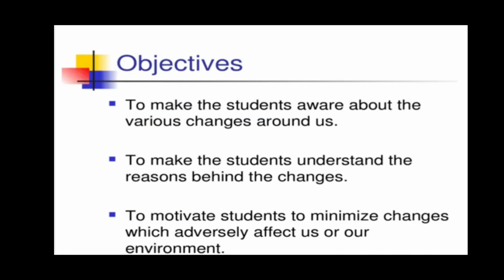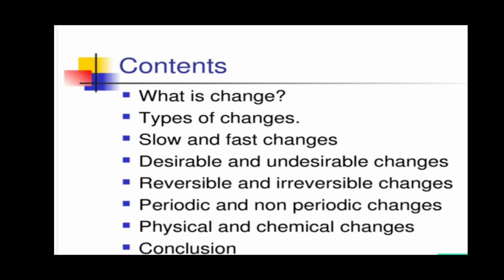Objectives of this chapter are to make the students aware about the various changes around us, to make the students understand the reasons behind the changes, to motivate students to minimize changes which adversely affect us or our environment. Contents to be covered in this chapter are what is a change, types of changes, slow and fast changes, desirable and undesirable changes, reversible and irreversible changes, periodic, non periodic, physical and chemical changes, and at the end of the chapter, conclusion of this chapter.